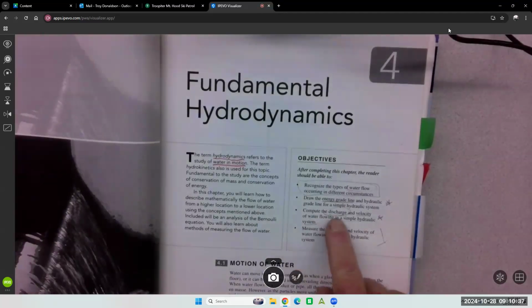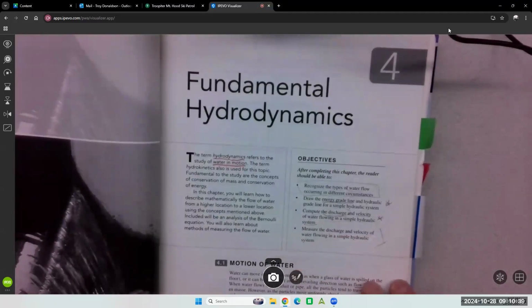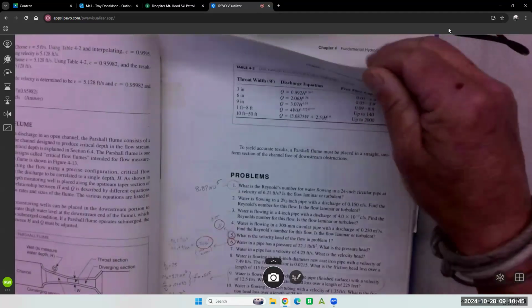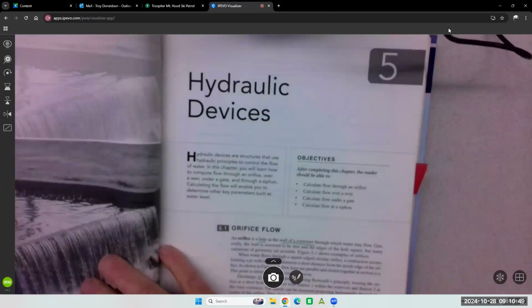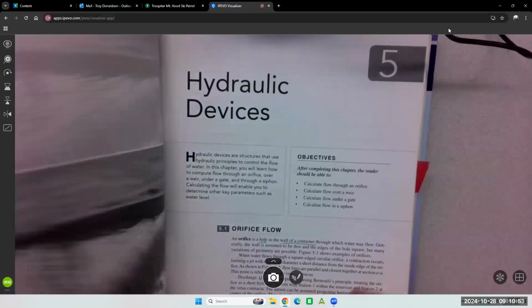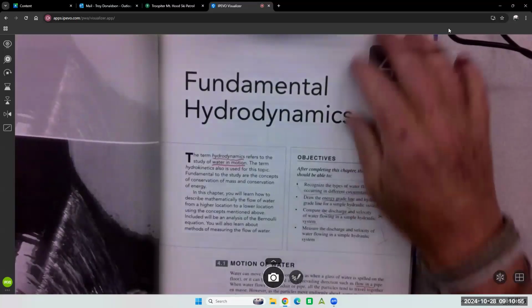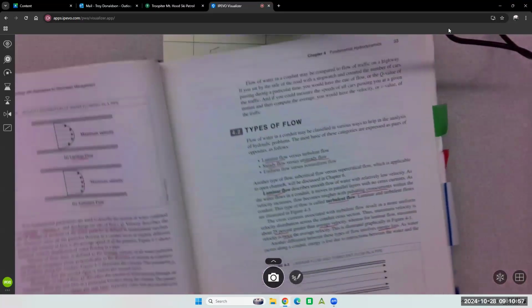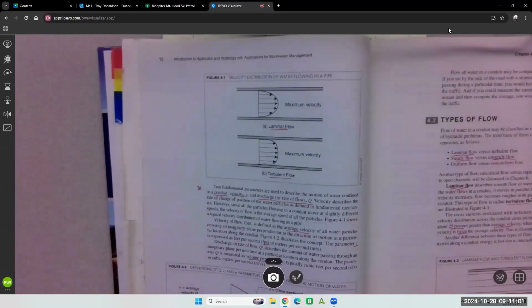At the end of this, we start into the conservation of energy. So that gets kind of complicated. They go into more power in chapter 5. So, all right. The first part of this chapter is just identifying the difference between laminar flow and turbulent flow.